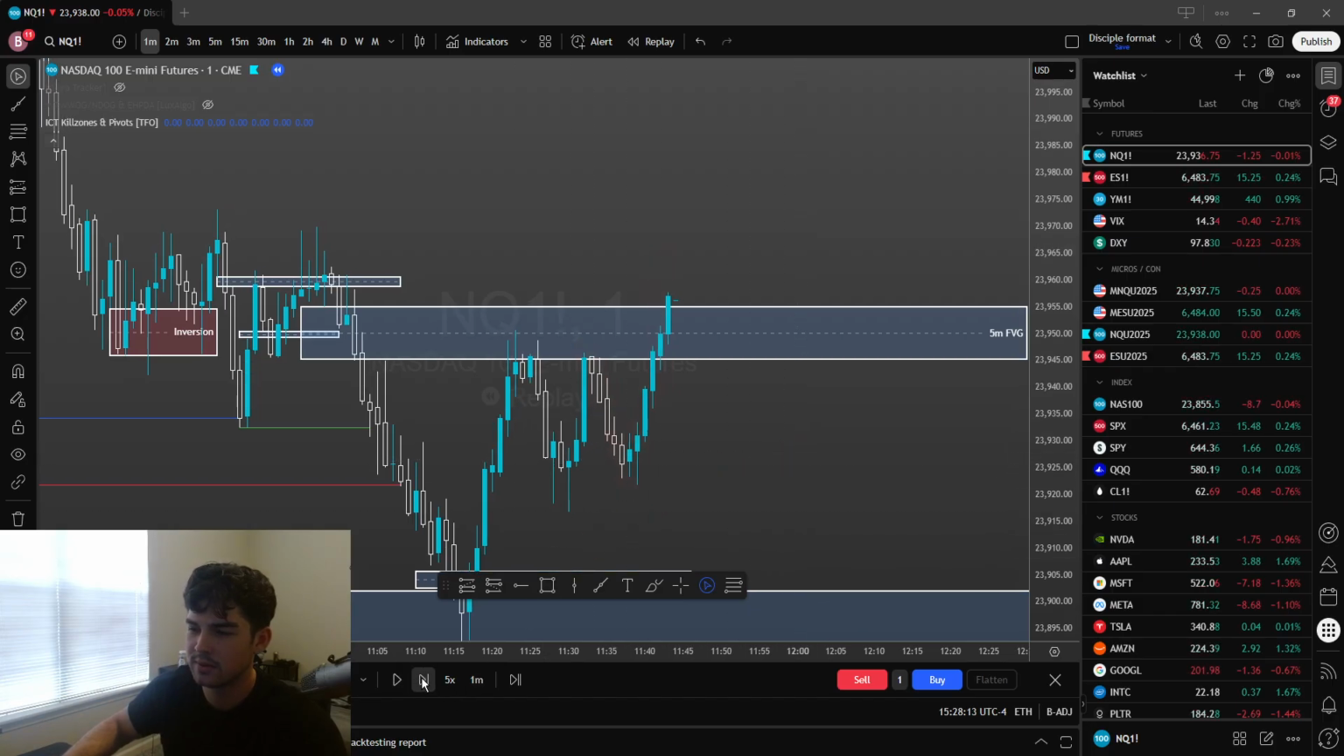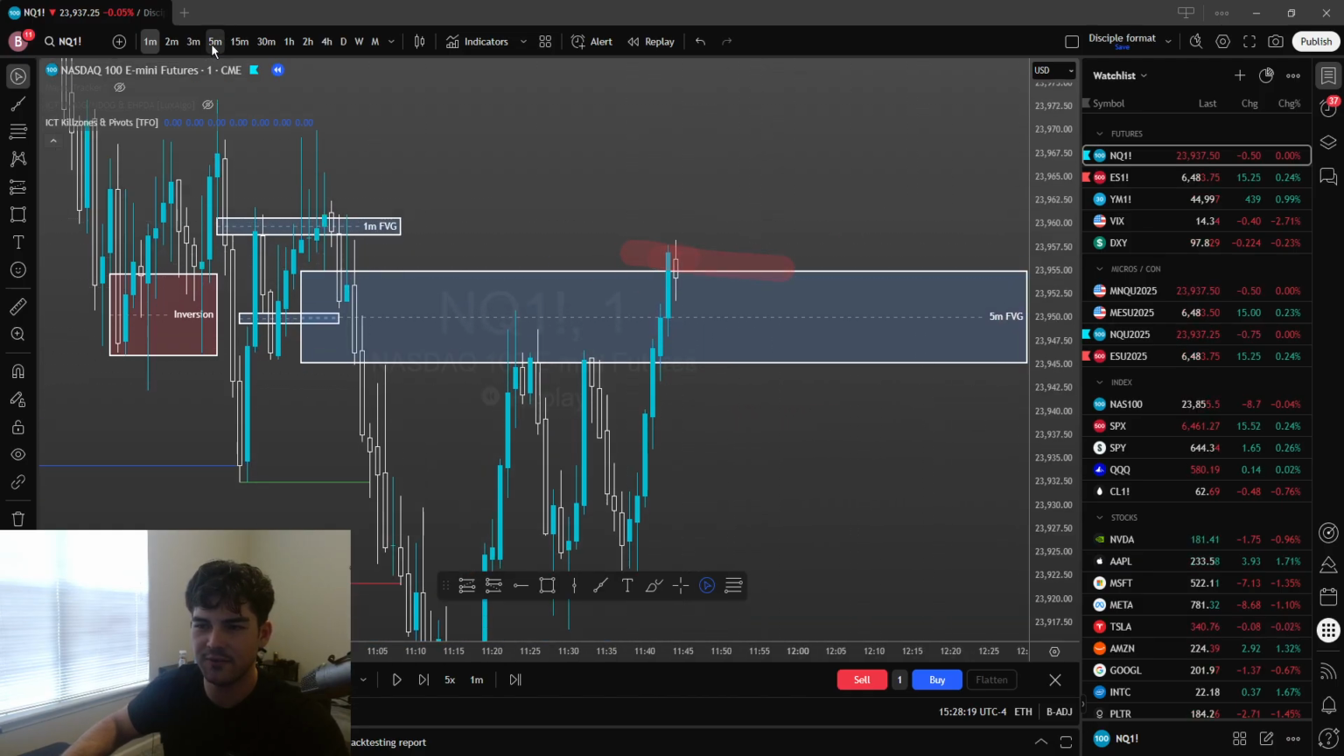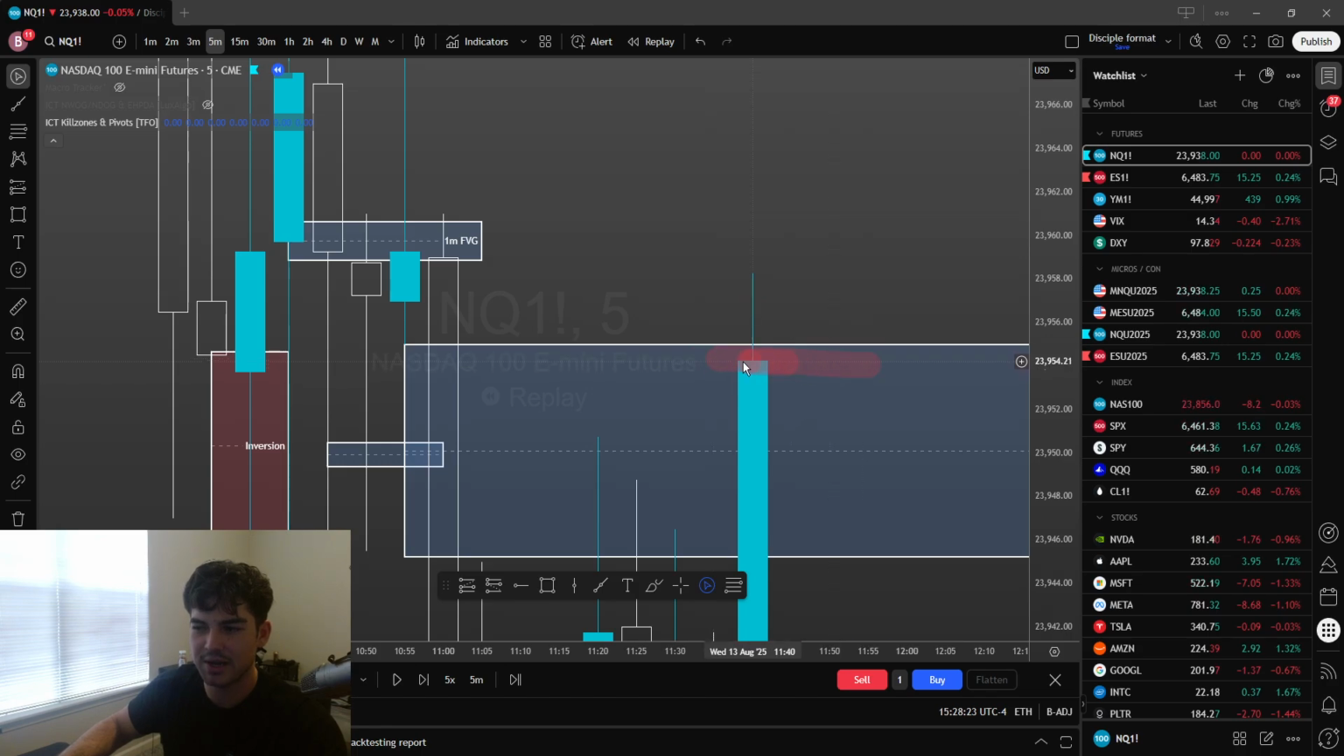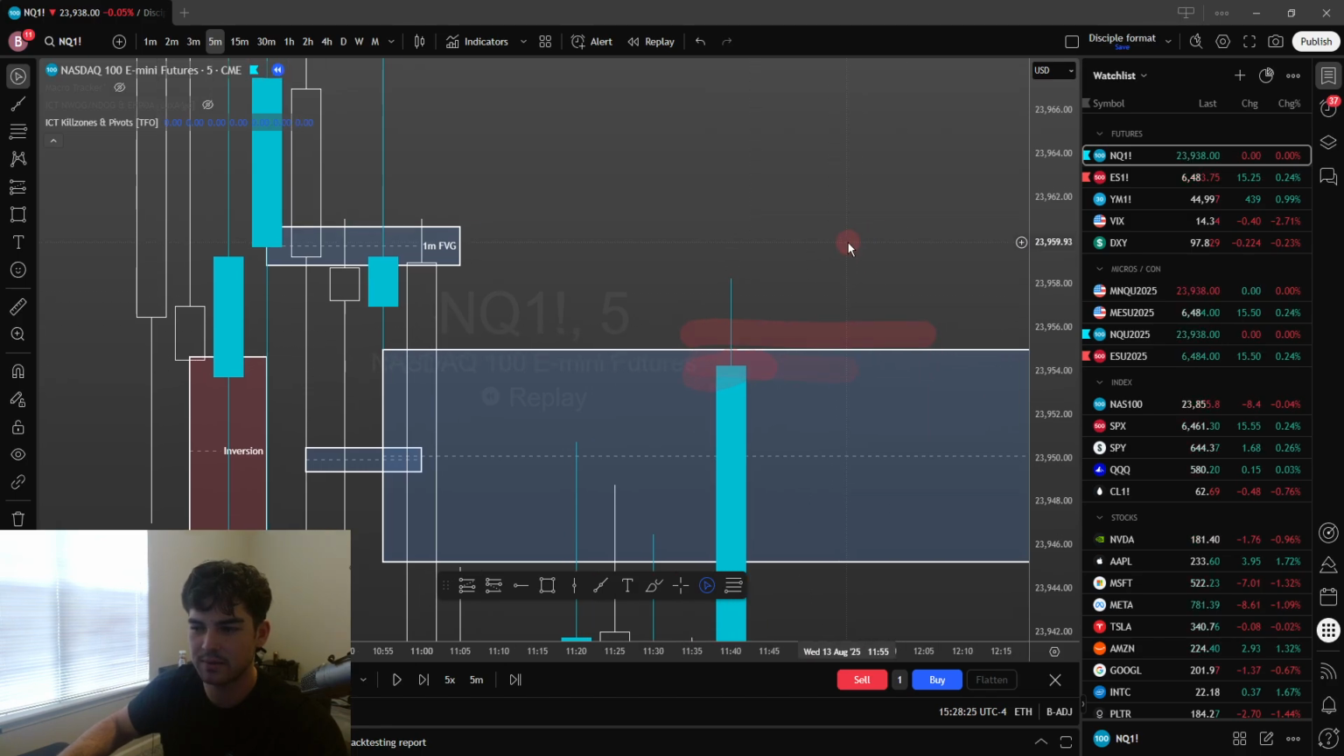Here we go. 5 minute. This was the 5 minute close right here. It did not flip the 5 minute gap. You can see it right here. You see this top of this body? You want to see this flip. Okay.